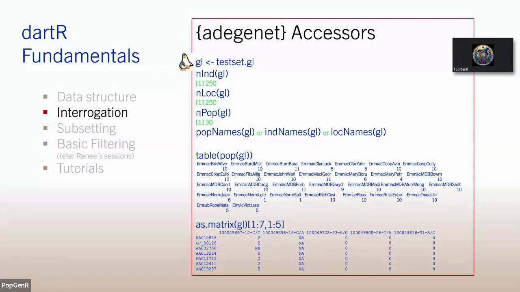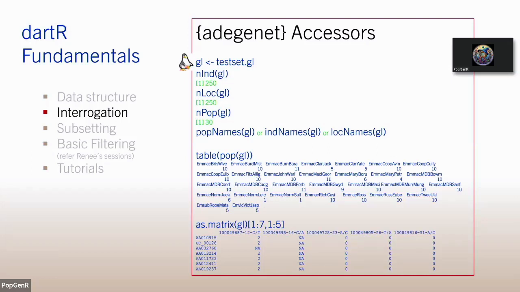And then you can ask for what the pop names are. So you can go popNames(gl) and it will give you a list of the names of populations, or you can go indNames(gl) and it will give you a list of the individuals, or if you want to, you can go locNames(gl) and it'll give you a massive list of the locus names. I haven't done it here because they're big lists. Or you can go, okay, well, give me a table of the population labels in gl. So you can go table(pop(gl)) and it'll give you a table of all the populations that are in that genlight object and how many individuals are in each population.